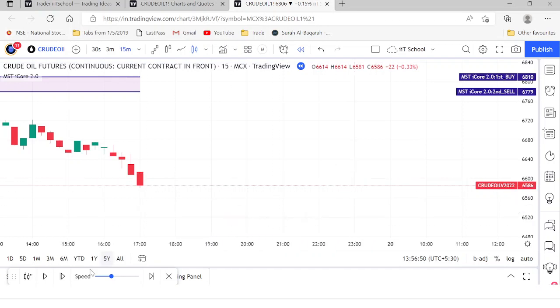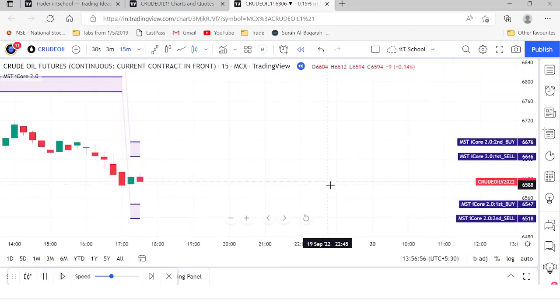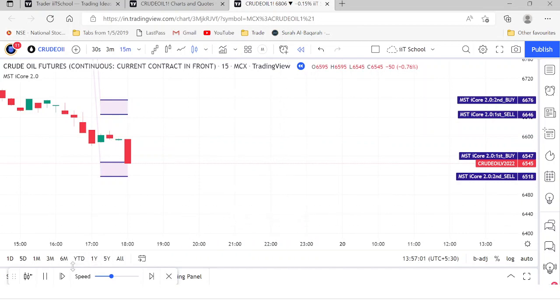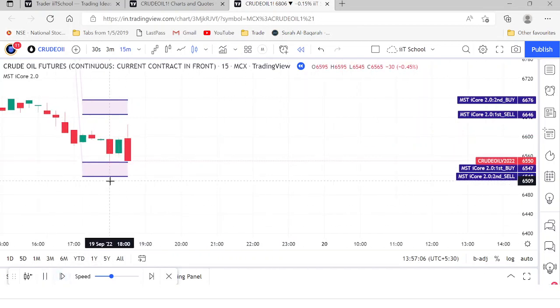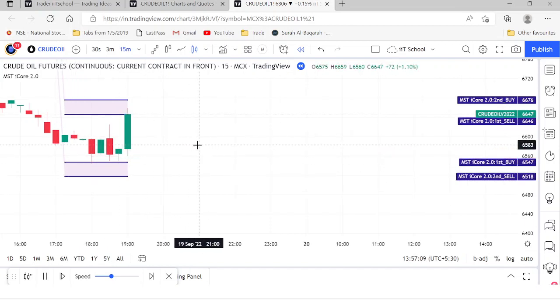So let us run the market now. I am showing the crude oil MCX market in the evening session. Our entry is 6547. So we are waiting for the entry. We got the entry. 6545 is our low made and immediately our targets have been hit.